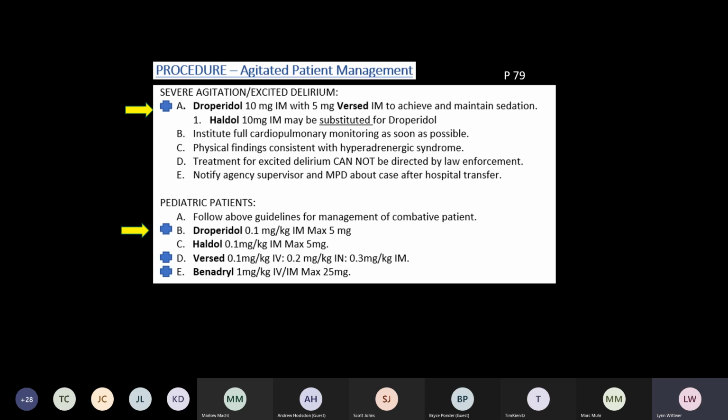Now, pediatric patients, the Peridol in this dose is Haldol. We haven't changed the dose of Haldol, and the Versed is a milligram per kilo IV or 0.2 milligram IN or 0.3 milligram IM. Now, generally speaking, we're not going to be that carried away with our little agitated patients.